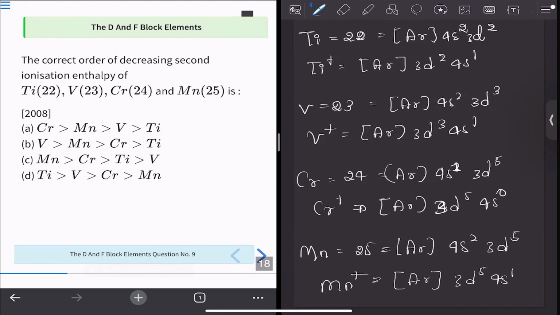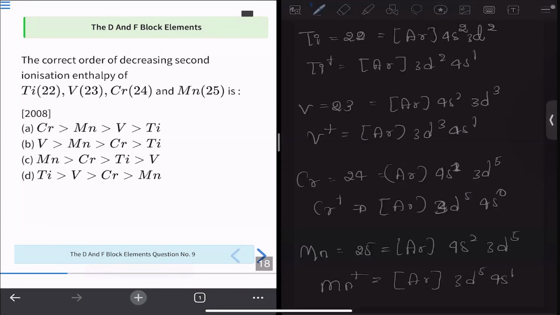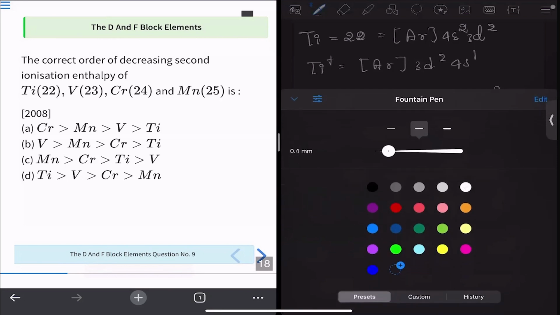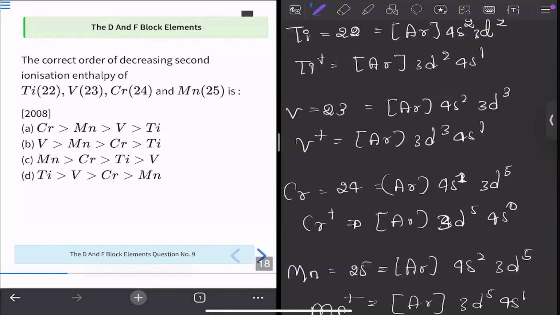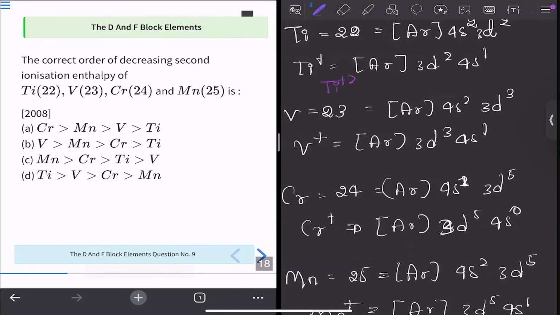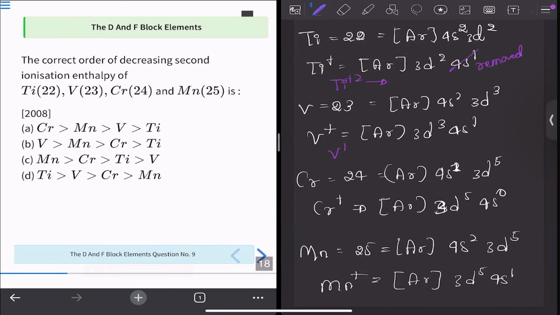They have asked about the correct order of decreasing second ionization enthalpy. If we remove one more electron from titanium⁺, to make titanium²⁺, this electron is removed. If it is vanadium²⁺, then this 4s¹ electron will be removed.